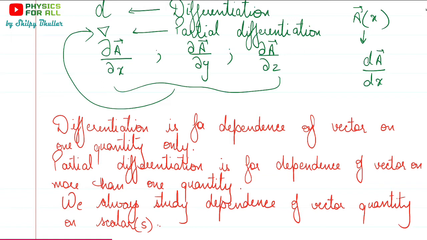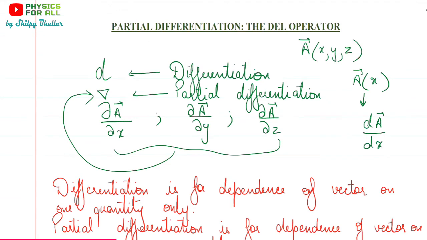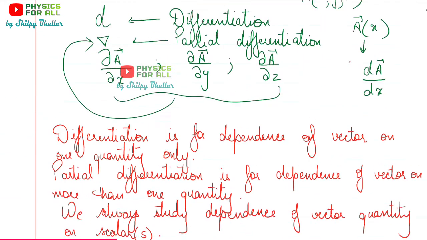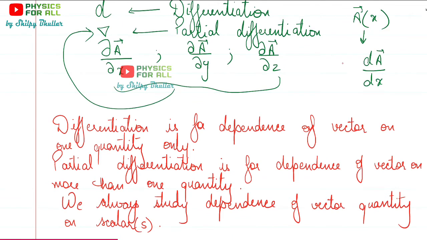So when we first studied derivative of a vector, that was the dependence of vector on time only. So time is a scalar. Then if we are going to study partial differentiation and we are saying that vector A depends on x, y, z, so x, y, z are also scalar variables. Okay. So most of the time, we study dependence of vector quantity on scalar. This is an important observation.